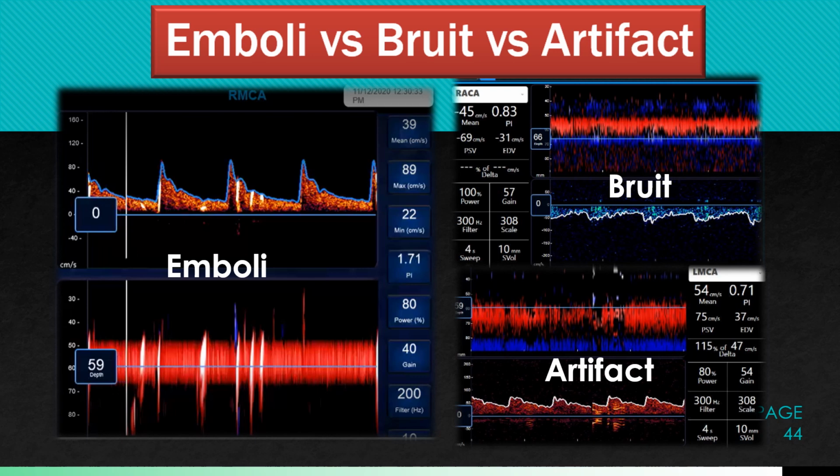The bottom right corner is an artifact. When patients move or speak, for multiple reasons, you will have artifact. You will see lines outside of the waveforms, and outside of the M mode. So this is just an overall view of the different things that you can see as you're scanning TCD and to be aware of.